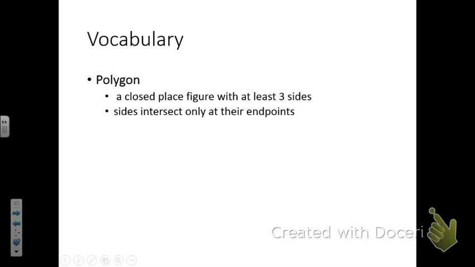But it's a closed plane figure with at least 3 sides, and those sides must intersect only at their endpoints. And then we've also got vertex, which we're familiar with from our triangles, but know that polygons also have vertices as well, and this is the point where the 2 sides of the polygon are meeting.